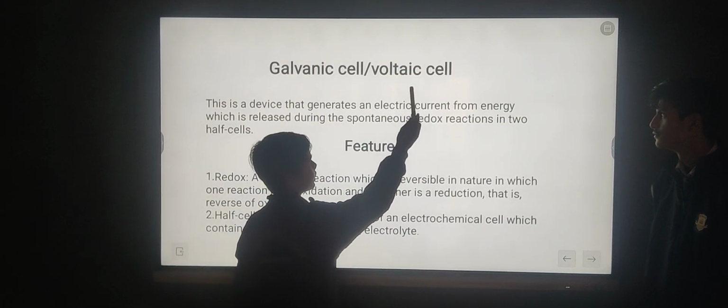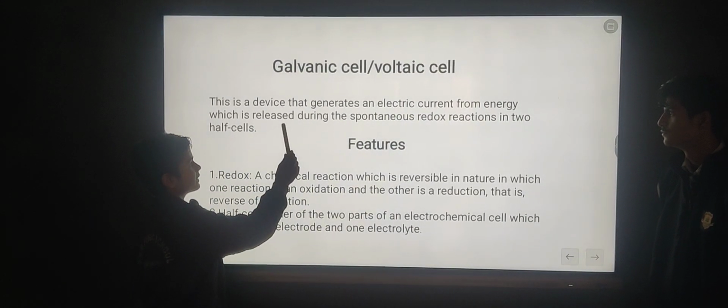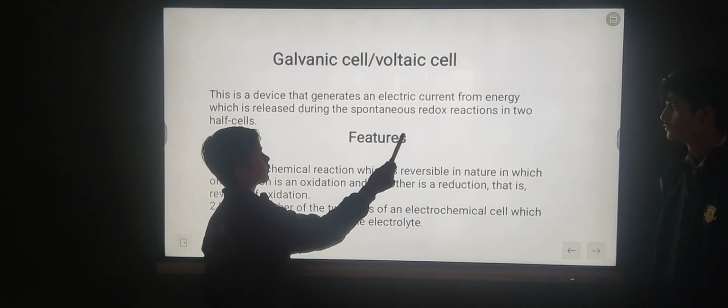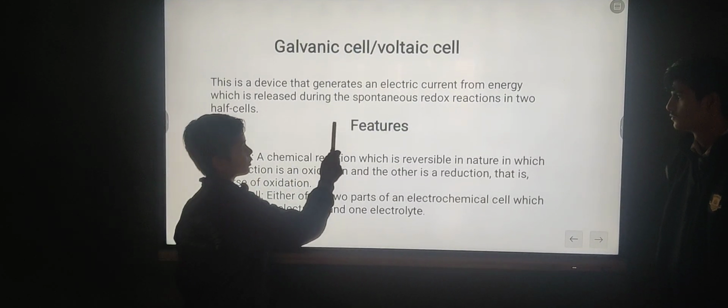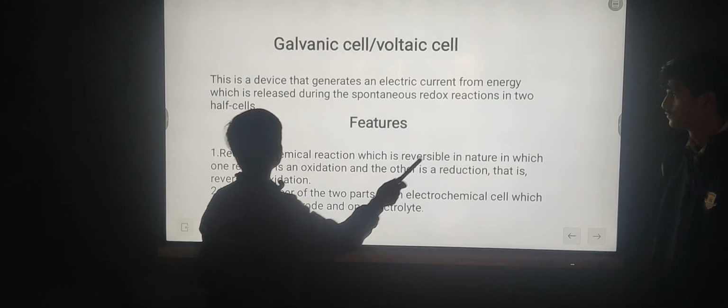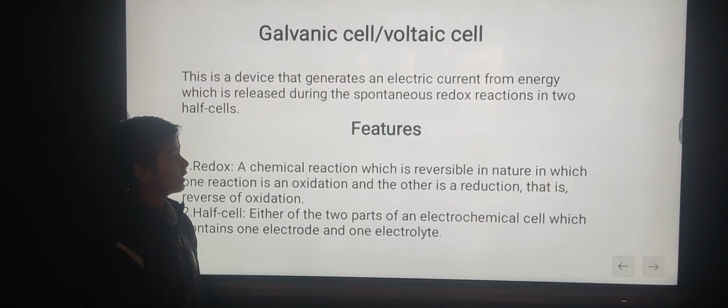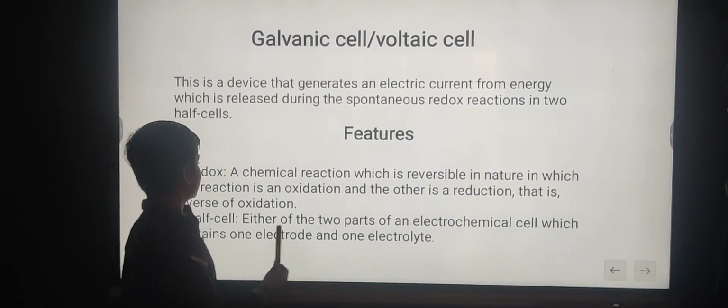Galvanic cell or voltaic cell: a device that generates an electric current from the energy released during a spontaneous redox reaction in two half reactions. These are some features.